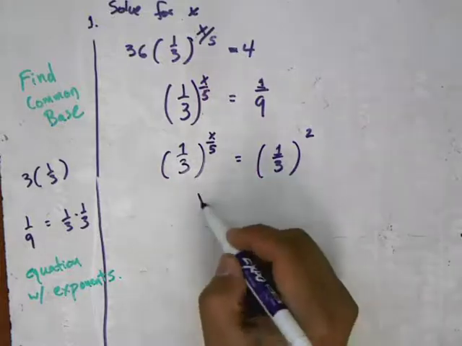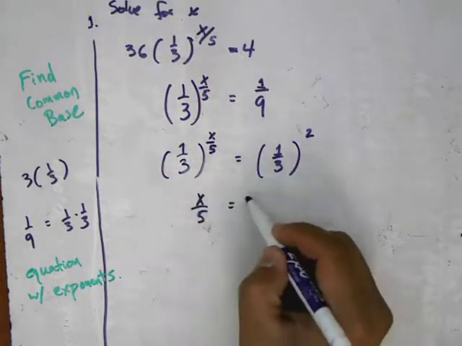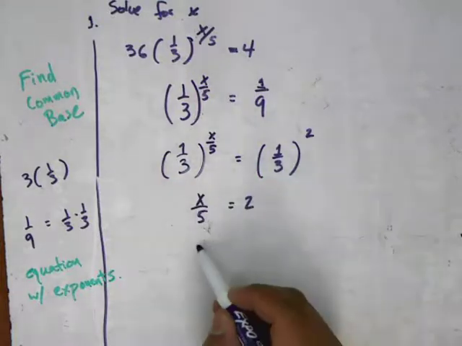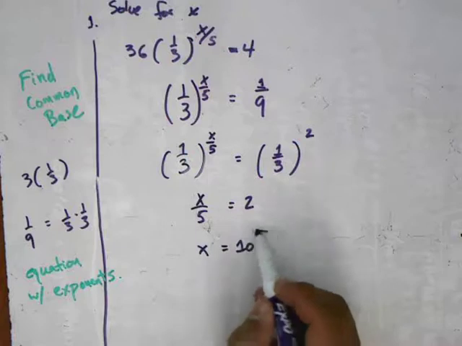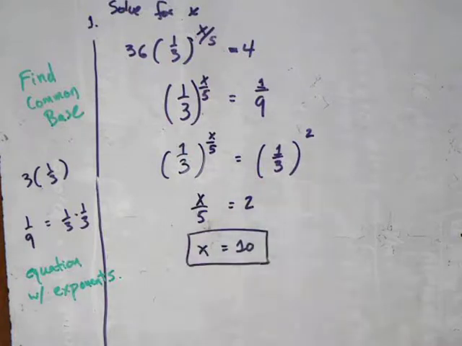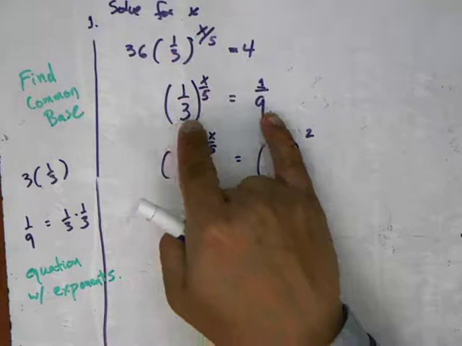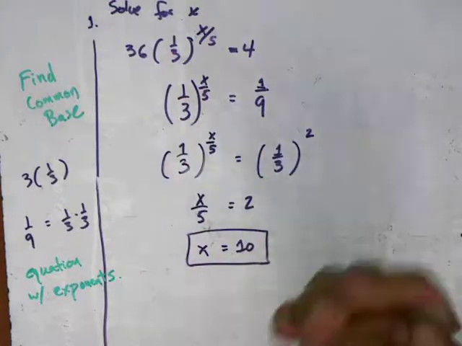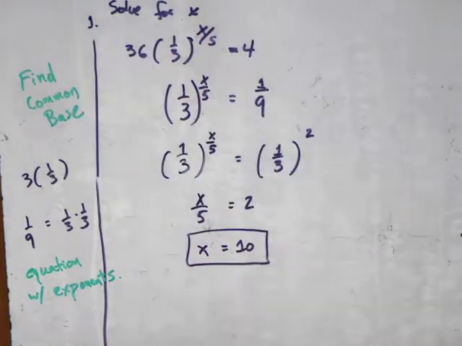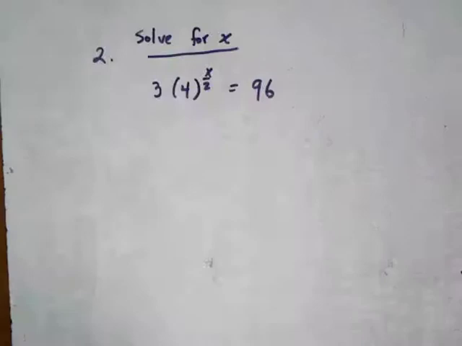So I know that x over 5 has to be equal to 2. And this is a very basic problem. Now x is equal to 10. Once again, the idea is to be able to visualize this and see how we get the bases to be the same. It takes a little bit of practice, a lot of thinking, and being very sharp to see that possibility. Let's try another slightly more complicated example.